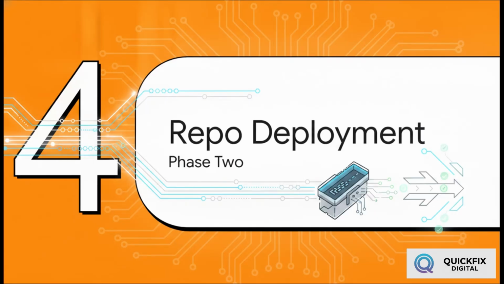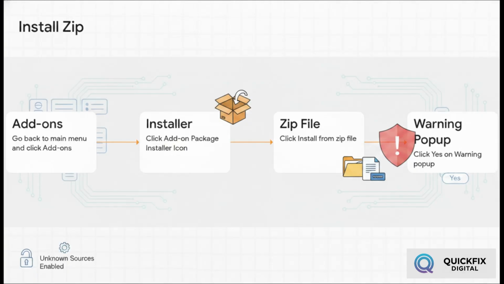Which brings us to Section 4, Phase 2. Actually deploying that repository. For this, you'll want to navigate all the way back out to your root main menu. Head into Add-ons and open the package installer up in the top left so you can install from a zip file. Now, quick pro tip for step 11, you're probably going to see a warning pop up here. You need to click Yes, but remember, this only works if your system already allows for unknown sources in your Kodi settings. If that's toggled off, it's going to block the installation entirely.